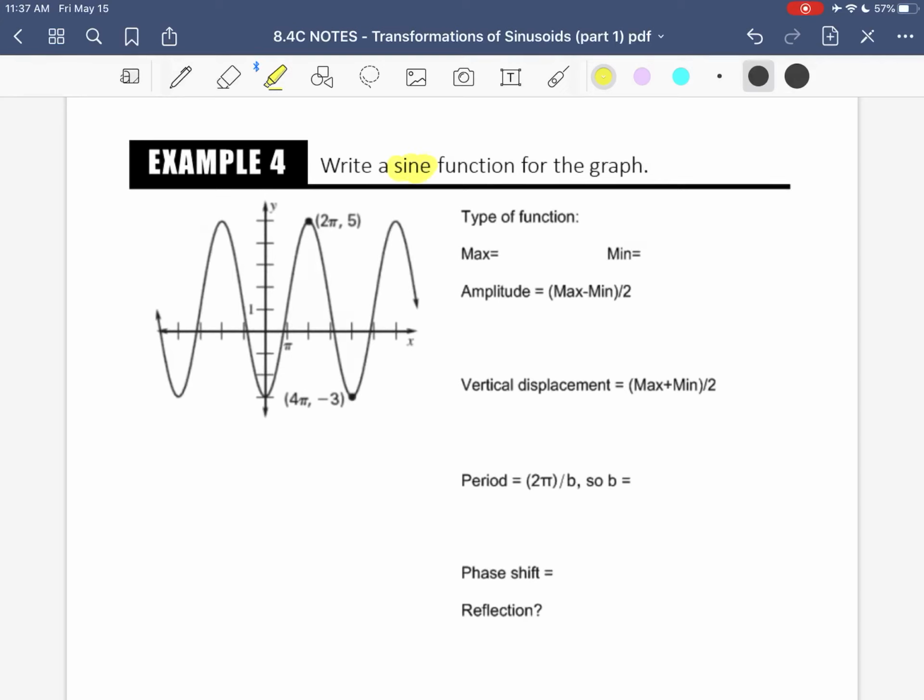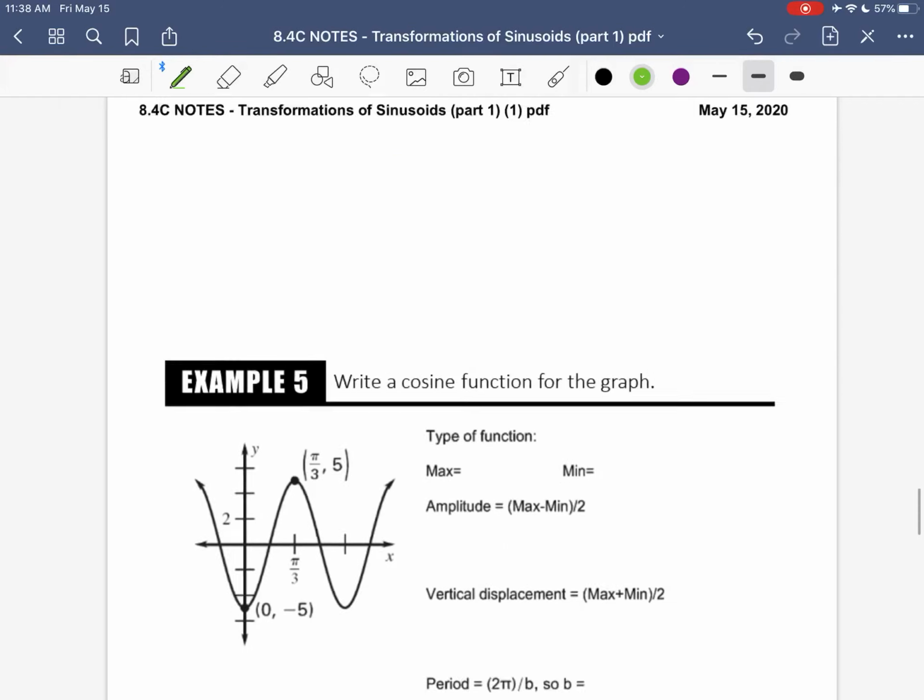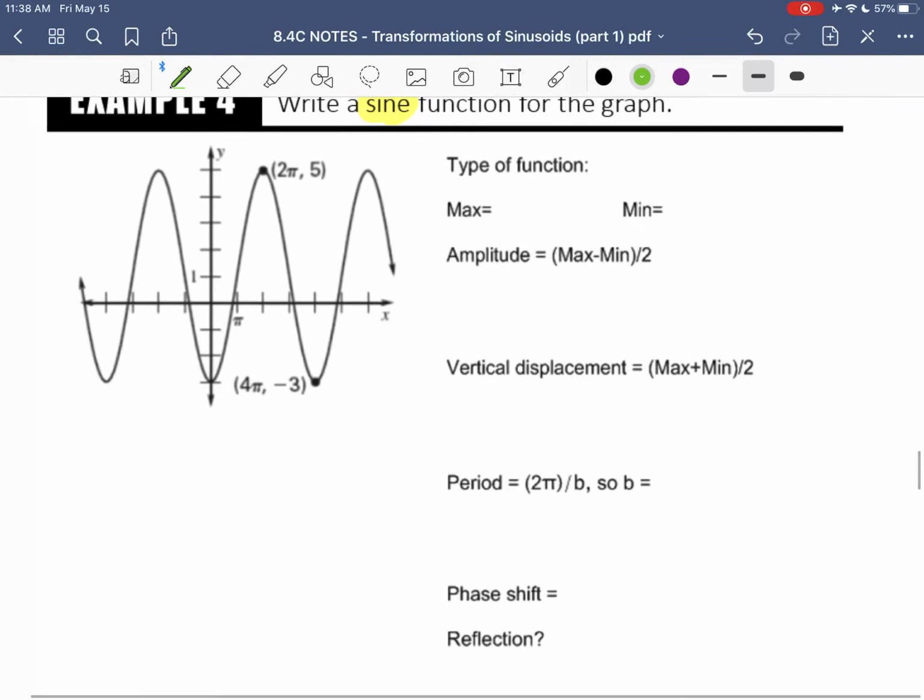So here we are. We're going to write a sine function for the graph. So luckily on this one, they told us we're just going to start with sine so we know where we're going. So type of function, we're going to do sine because they told us. Otherwise, maybe I would do cosine and just make it flipped over and say it goes like that. But we're going to do sine. And then we'll follow the rules.